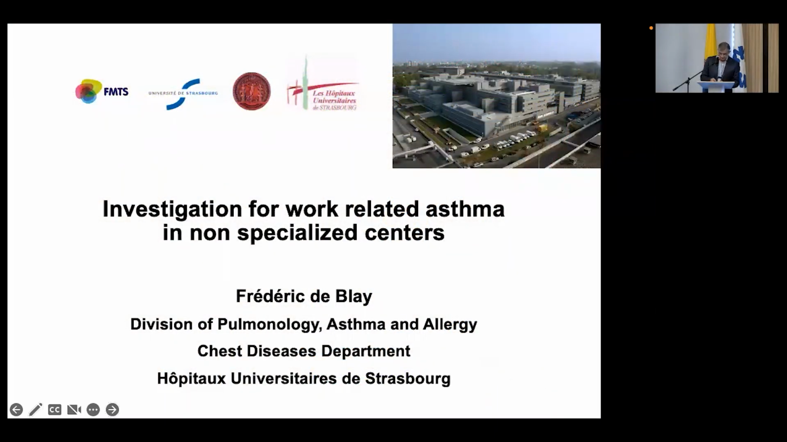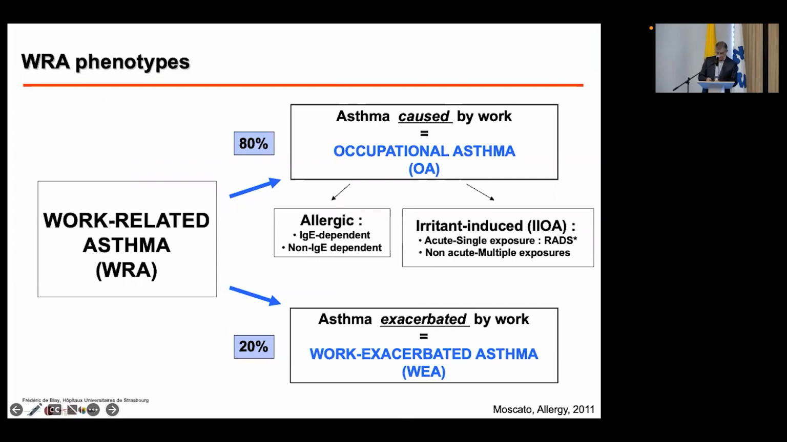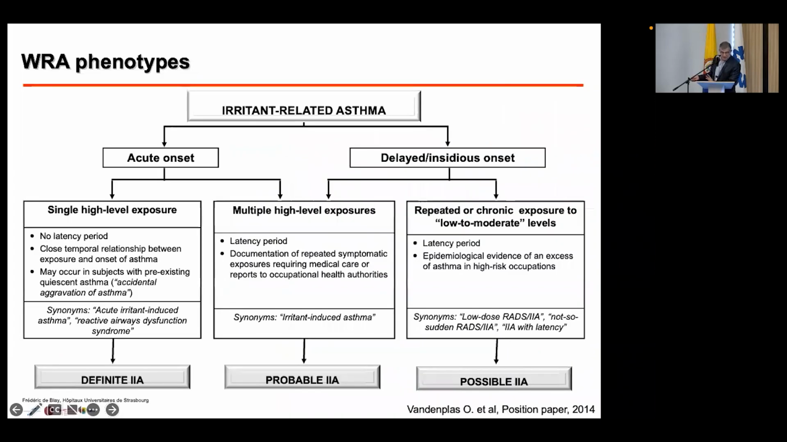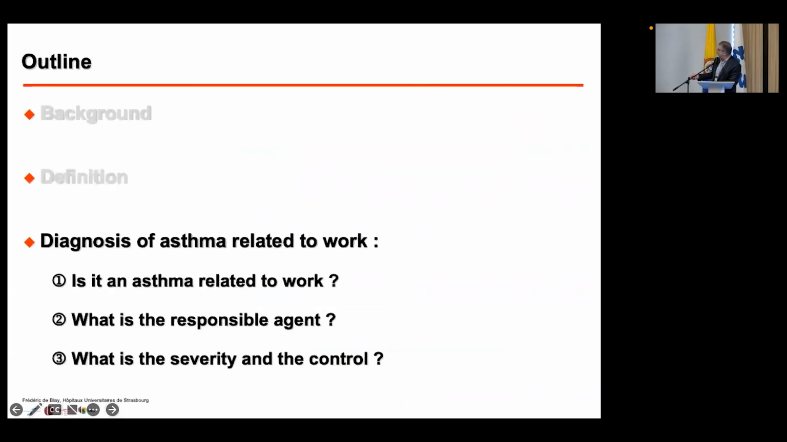Okay. So how to make the diagnosis? Because I didn't talk about frequency, the difference between occupational and work-related asthma, they have occupational asthma, and 20%. This, you know that already. So diagnosis. The first question, is it an asthma related to work? What is the responsible agent, and what is the severity and the control of the asthma?